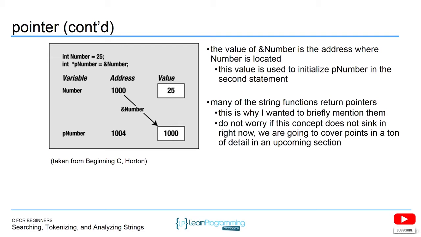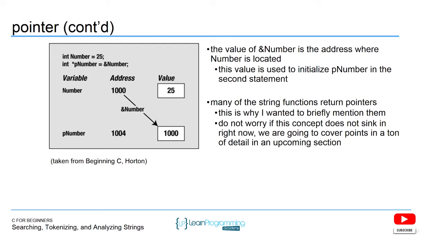You also, by the way, have to specify the type of the pointer. Even though a pointer is an address, you still specify the type of what the address is pointing to. So int star p number is going to be equal to the address of number. Number is in memory at an address of 1000, for example, and it has a value of 25. P number has an address of 105 for that actual p number, but the value stored there is the 1000 address. In order to get the value, you would have to dereference the 1000, which will give you 25.